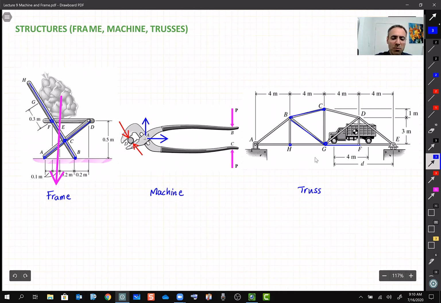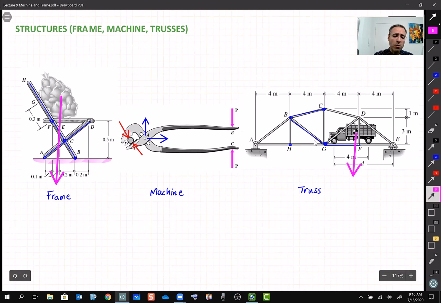The same with trusses. We want to know, when, let's say, a truck is passing through this bridge, and it has a weight, what the force is in each individual member, to make sure that this truss is not going to fail.